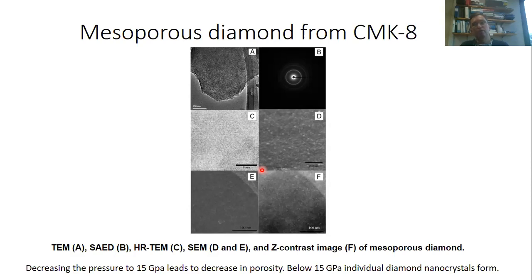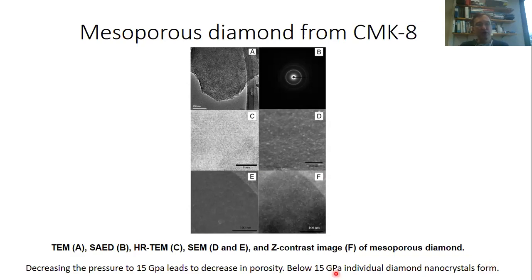So interestingly, this formation of little diamond nanoparticles only occurs above 15 gigapascals, and the higher you go with the pressure, the higher the porosity of your material becomes, simply because of the fact that the higher the pressure, the more facile the graphite to diamond transformation can occur. So there's much less opportunity for pore collapse before that transformation can occur. For that reason, a more porous material is obtained at higher pressure.